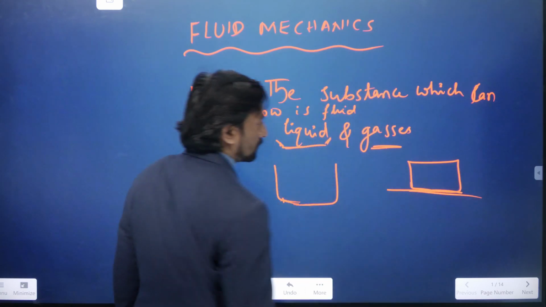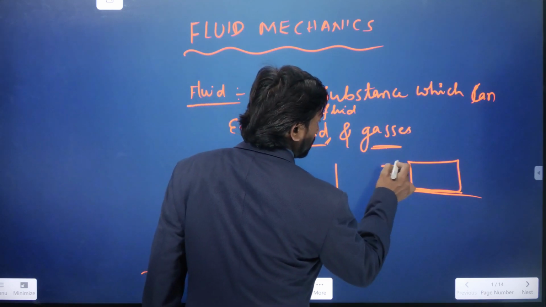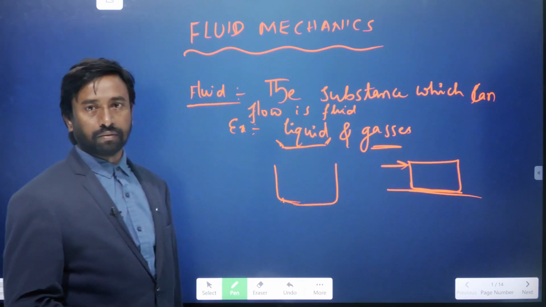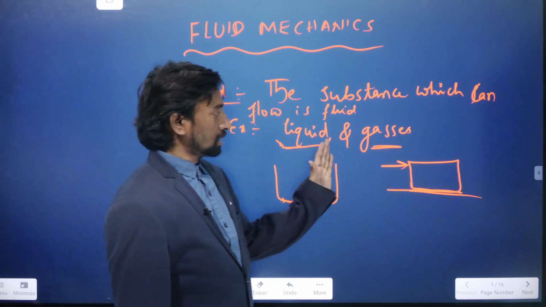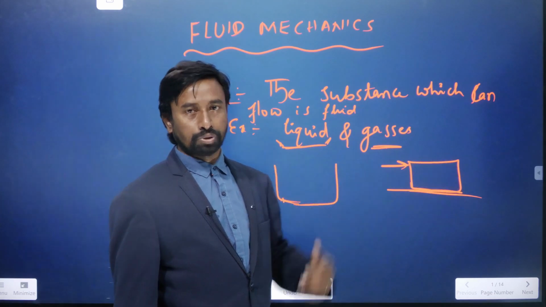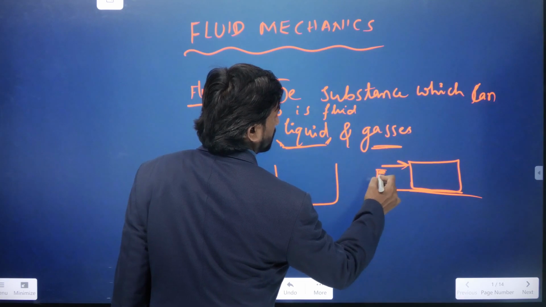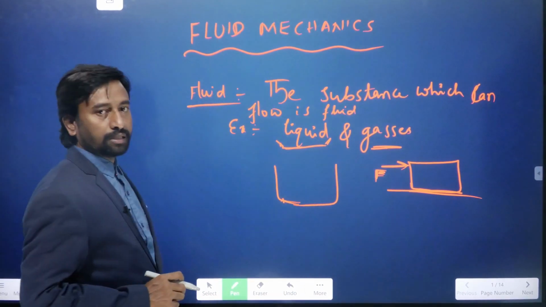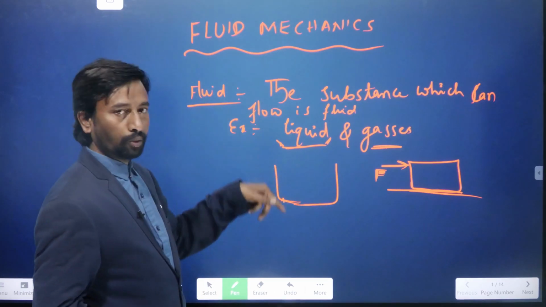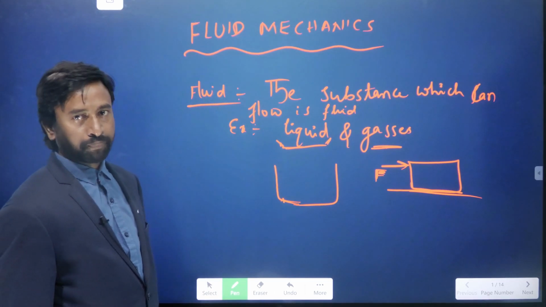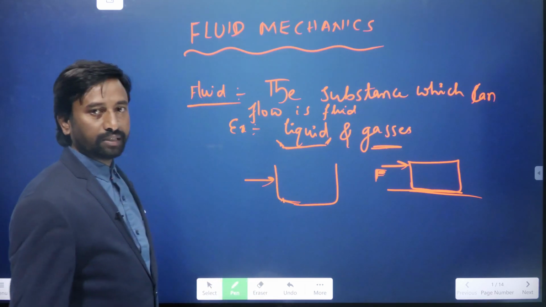In solids, if you apply a single force at any point on the solid, the motion of the body takes place. We discussed in kinematics that if a force is applied, the body comes into motion. But if you apply a force on a liquid, the whole liquid cannot be moved. Only the molecules at the point where it is applied will move. So it is difficult to produce the motion of the whole liquid or gas.